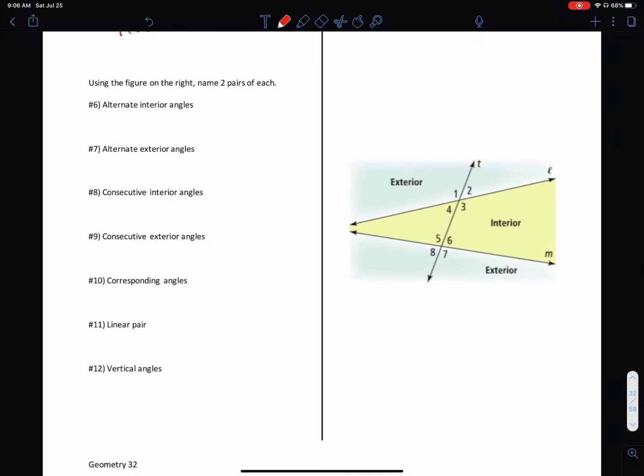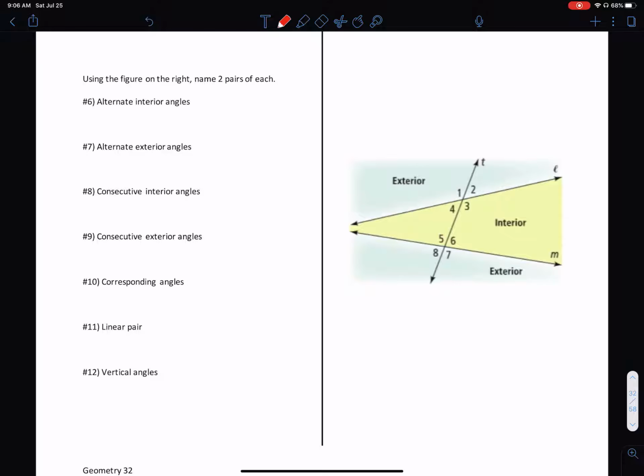All right, this last set is probably more important than the first set because most people understand those first set of questions pretty well. Using the figure at the right, name 2 pairs of each. So it's specific, name 2 pairs of each. I should have made the directions for the previous one more specific. A pair of alternate interior angles. Well, angle 4 and angle 6 are alternate interior angles. Angles 3 and 5 are alternate interior angles.